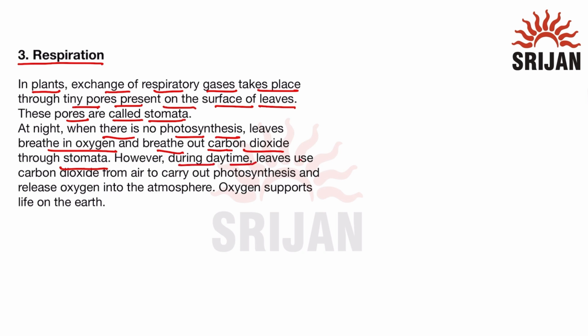However, during the daytime, leaves use carbon dioxide from the air to carry out photosynthesis, because in daytime sunlight is present, so photosynthesis will occur. So stomata help to take the carbon dioxide from the atmosphere, and it helps to create the food and release oxygen to the atmosphere, because oxygen is the product formed by photosynthesis, and oxygen supports life on earth. So we all know that we need oxygen for breathing and performing many functions in our body. So hence oxygen is required to support life.